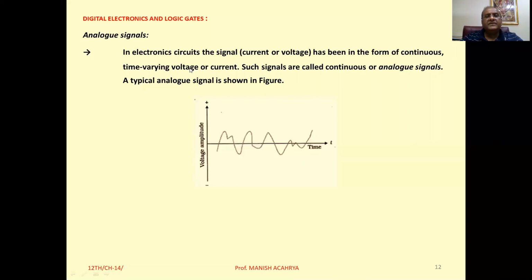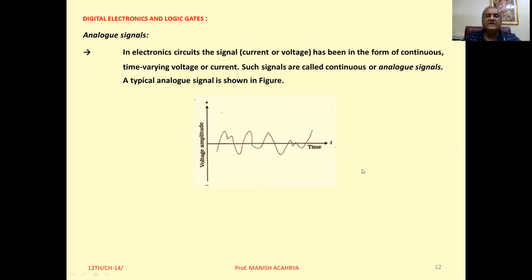So see here in the figure, the analog signal is represented. The value of the voltage can be any one between maximum to minimum. It can attain any value. That type of signal is called analog signal. And between maximum to minimum, it is a continuous signal, meaning each and every value it can possess. Okay, so that type of signal is called analog signal.